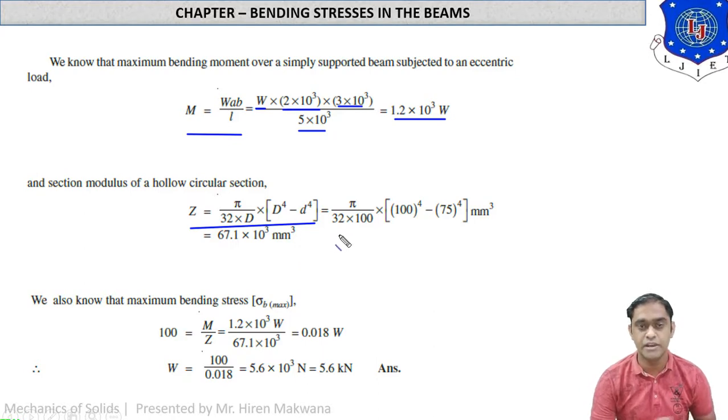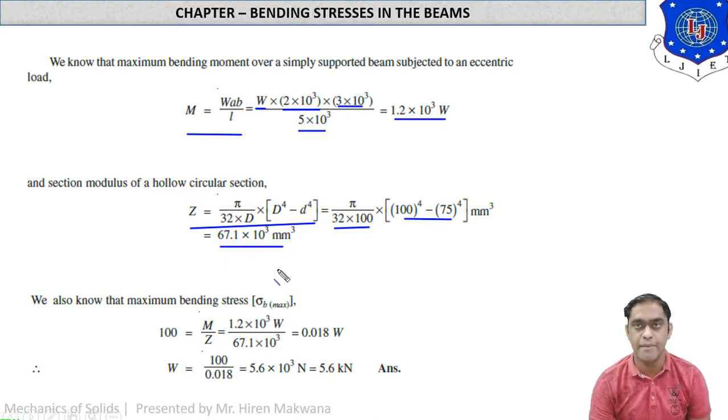So just replacing all the values, capital D means outer diameter is 100 mm while the inner diameter is 75 mm. So replacing the values and solving in the calculator, you will get the answer of Z as 67.1 into 10 raised to 3 mm cube. So this is the section modulus.